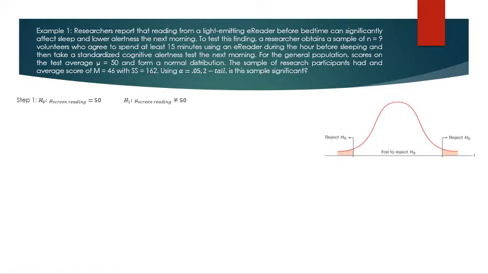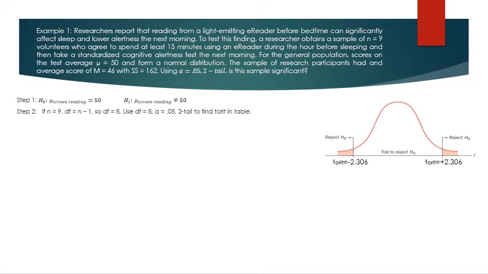So step 1 is going to be writing your hypotheses. Remember, there's both a null hypothesis and the research hypothesis. So for a two-tailed test, the null hypothesis would just be the mean is equal to 50. And the research hypothesis would be the mean is not equal to 50.